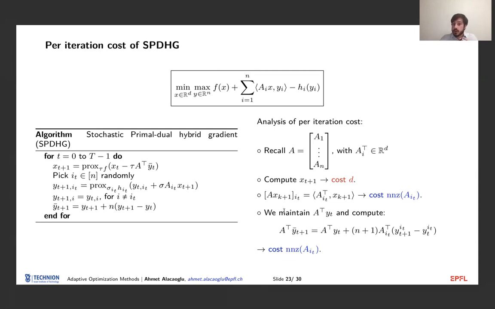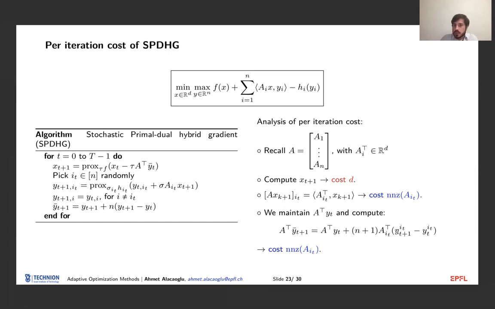Another thing we have to do is compute the extrapolated iterate. And essentially for this, we have to maintain this A transpose Y_t vector. Since we have this vector, we just need to know how to do the update here. So essentially what we did is that we added and subtracted Y_t here, and then we multiplied by A transpose and wrote it in this way.